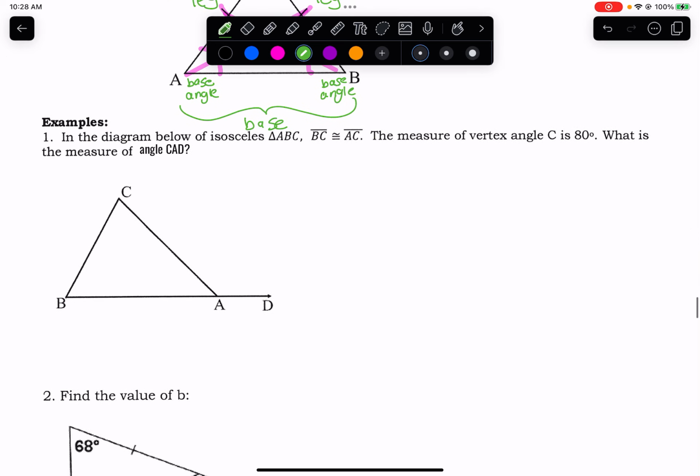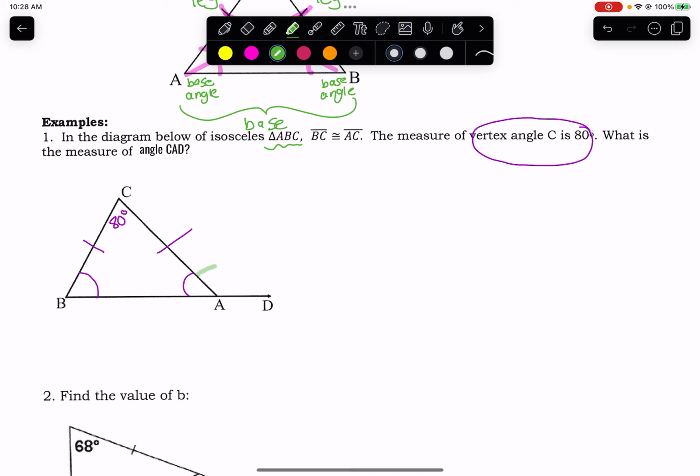So in the diagram below of isosceles triangle ABC, BC is congruent to AC. So let's first mark that. So BC is congruent to AC. Since these two are congruent, I know that I have congruent base angles as well. They then tell me that the measurement of angle C is 80 degrees. What is the measurement of angle CAD?